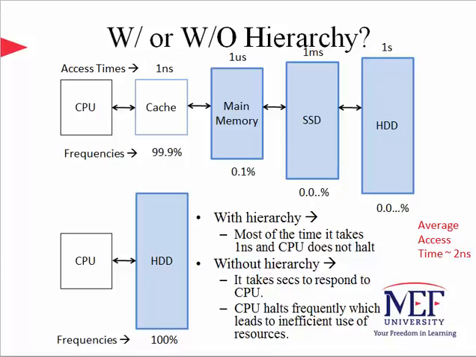If you compare two memory systems, one with hierarchy and one without it, you will realize that with hierarchy, most of the time it takes 1 nanosecond, maybe on average 2 nanoseconds overall, to get the data into the CPU registers. And in that case, the CPU does not halt much. Yet without hierarchy, it may take seconds to get to the data, and the CPU halts frequently, which leads to inefficient use of resources.